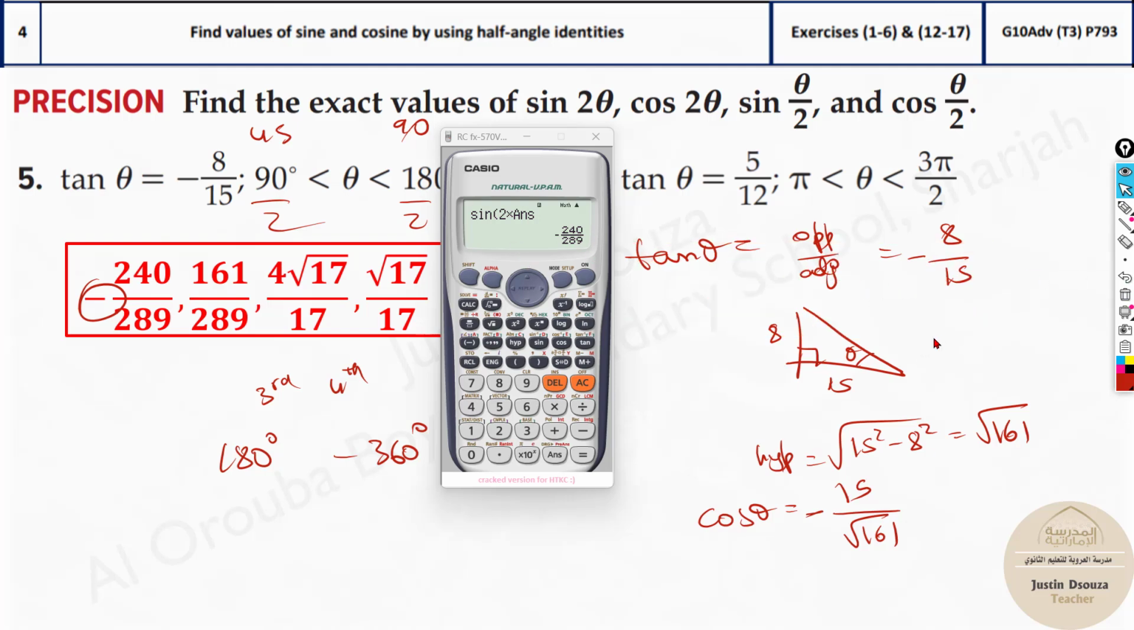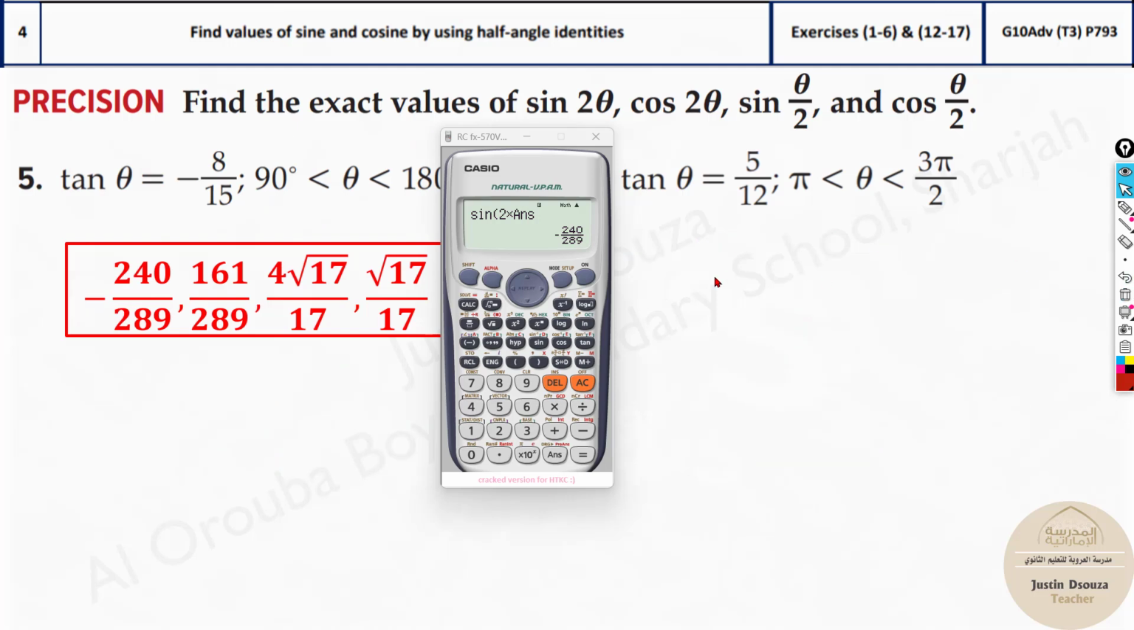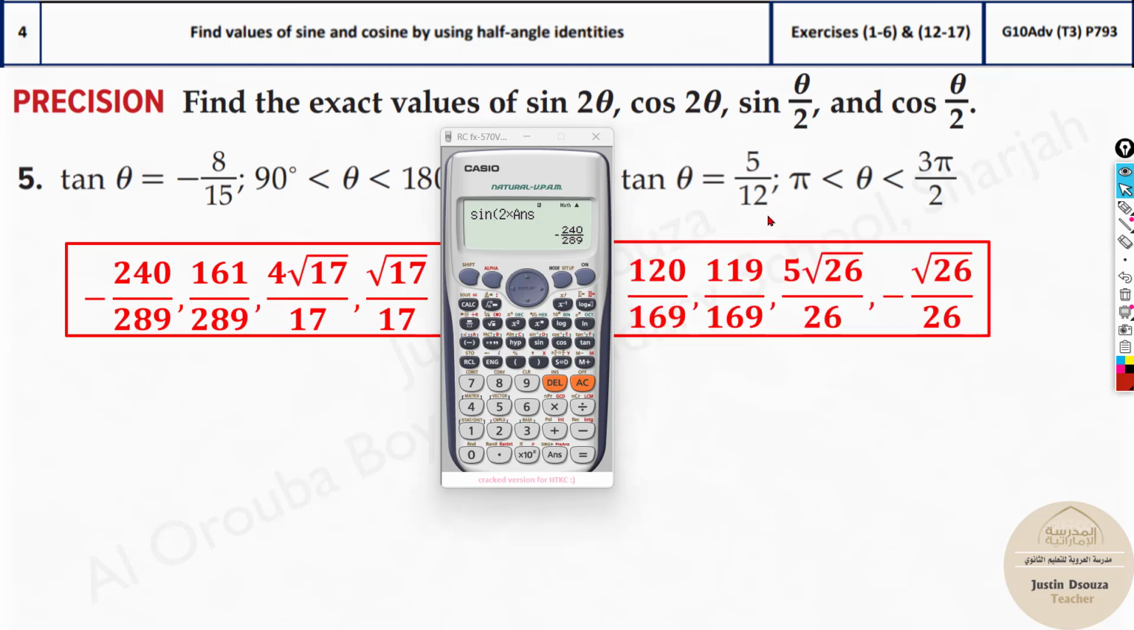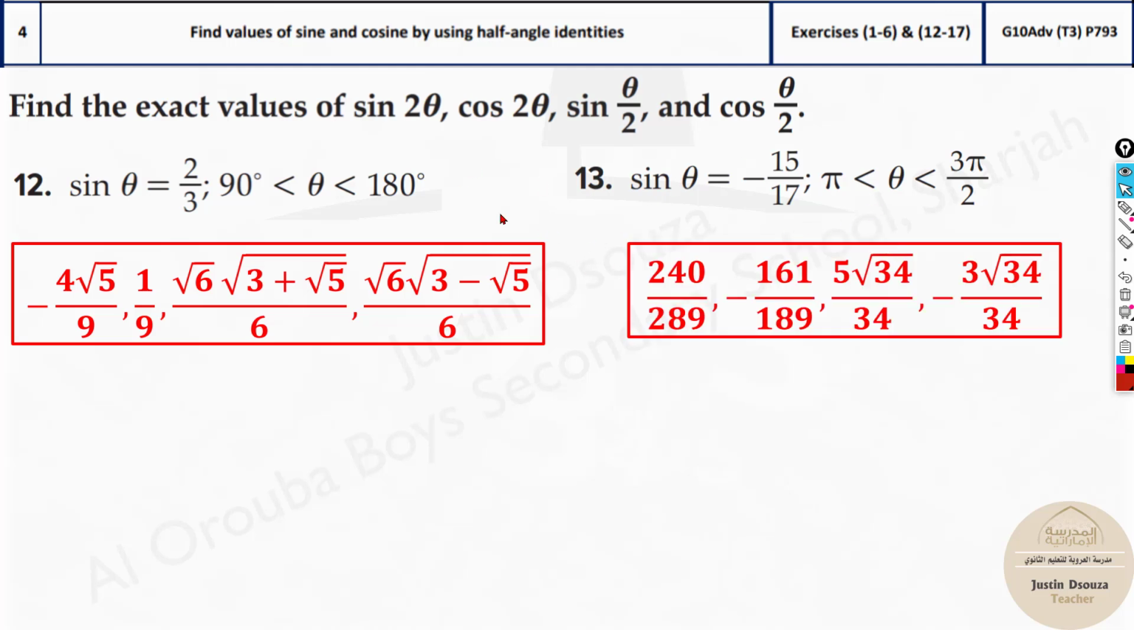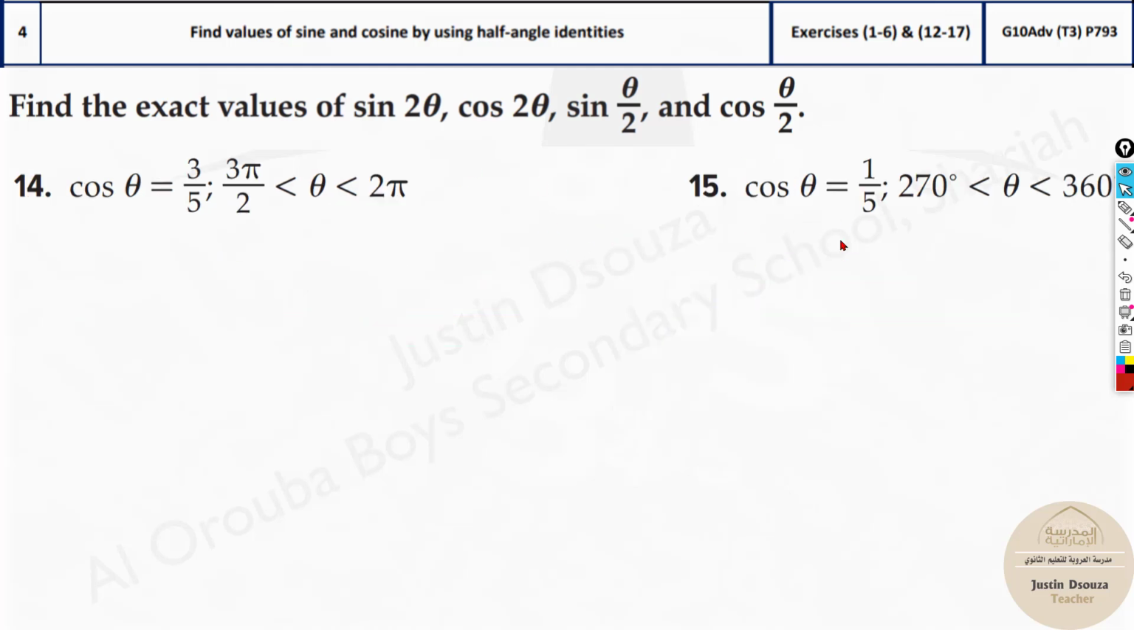Even over here, do the same thing. Please remember, tan is opposite by adjacent. Write it out, find the hypotenuse, and then solve it up. For the first two, if the question is only for double angle identity, do it in the calculator easily. Please do try these questions as well. They're pretty straightforward, just like what we have done, only the values are changing.